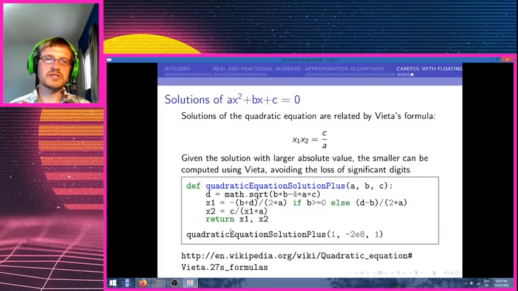solutions to the quadratic equation are also related by Vieta's formula. Given the solution with the larger absolute value, the smaller can be computed using Vieta, avoiding the loss of significant digits. So, as long as you don't get the 0 first, I suppose. So you can do it that way. That avoids the use of this problematic multiplication. You can look up the reference, but that is actually it.